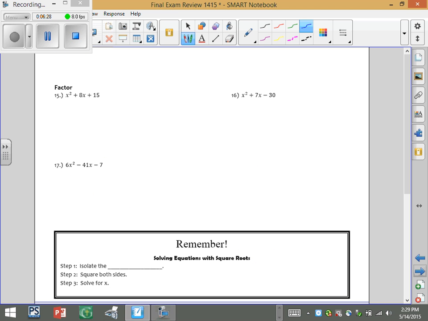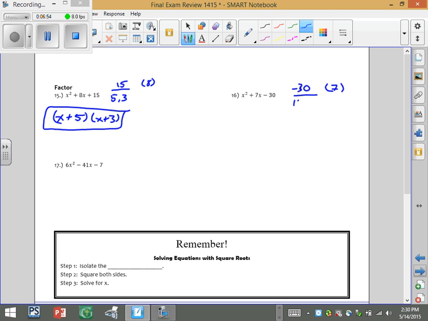With our factoring, so here, we saw this a couple days ago. We want the factors of 15 that add up to be 8. So I believe that's 5 and 3. So x plus 5, x plus 3. Here we want the factors of negative 30 that add up to positive 7. So I think 10 and 3 will do it. We just got to get the right combination. I think it's positive 10, negative 3. So x plus 10 and then x minus 3.